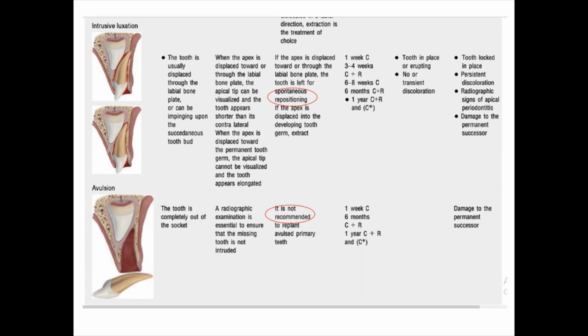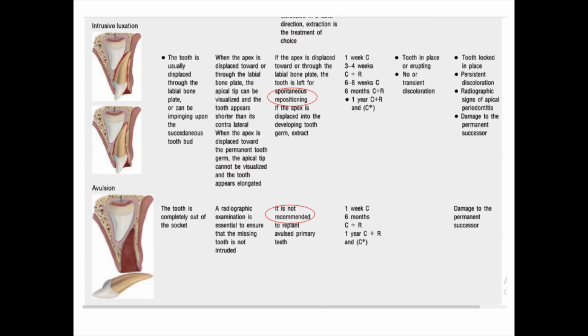Next is intrusive luxation. If the tooth is displaced palatally, lingually or labially, and it will be immobile, in this case we need to take a radiograph to see if it is impinging on the developing tooth, and the treatment is spontaneous repositioning of the tooth. And if the apex is displaced into the developing tooth germ, then we need to extract.